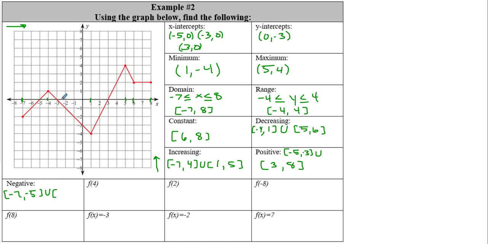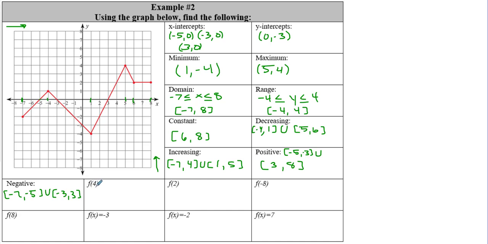And then negative from -3 to +3. Alright, so those are all of the intervals that we have on this graph. And then just like in the previous section, we have some function notation. It is asking you to find some of these values, whether they are the x or the y value.